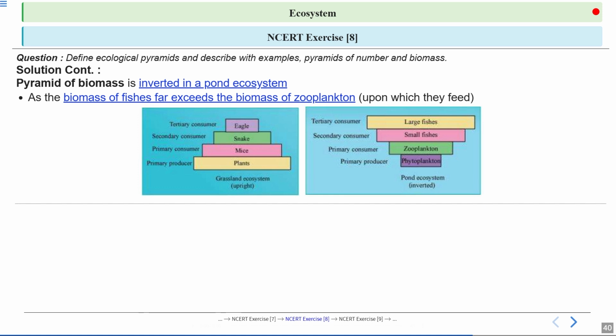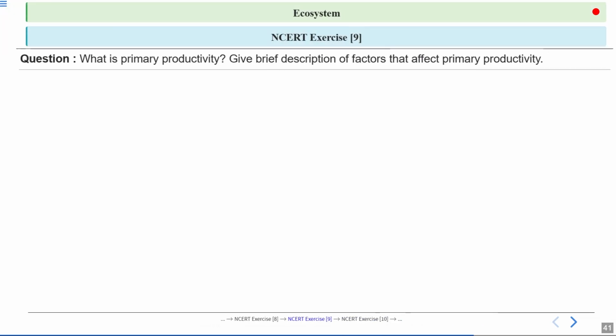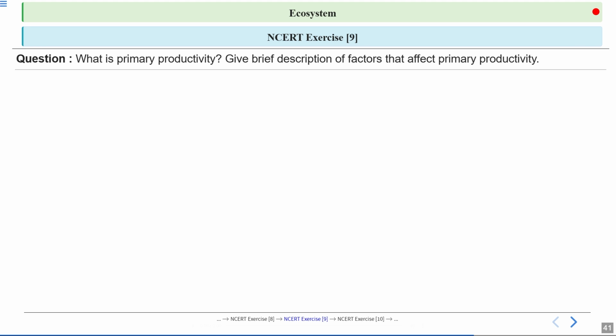This is an image showing you an upright pyramid in the case of grassland, and you can see an inverted pyramid in the case of pond ecosystem. This is the inverted pyramid of biomass in the case of pond ecosystem, and upright in the case of grassland ecosystem. Next question, what is the primary productivity?